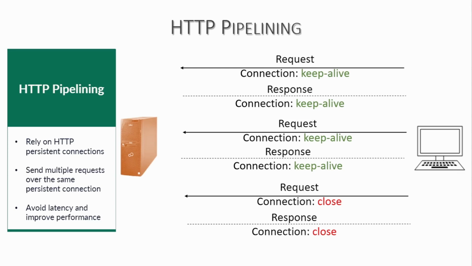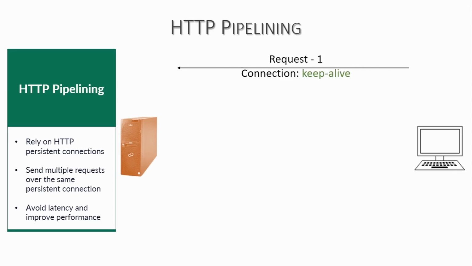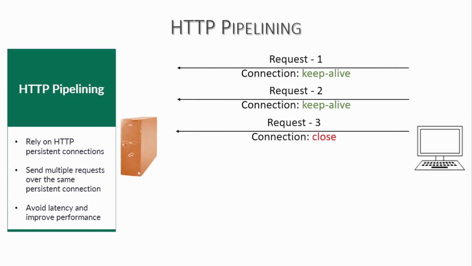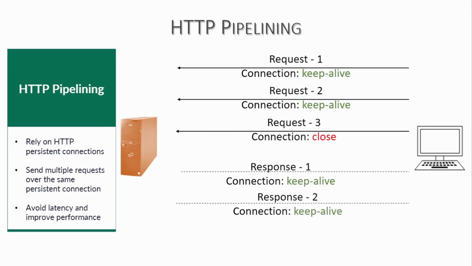To reduce this passive time of the web server, with HTTP pipelining, the first request will be sent with the connection set to keep alive. The next request will be sent. All of these three requests are in the same persistent connection, so they are all sent at the same time. So the server now is going to process all three requests and then send the responses all together to the client. So now the server doesn't have to be idle and wait for the response to be sent back to the client and then wait for another request to come. All the requests in one persistent connection are going to be sent one time, and all the responses are going to be sent one time.